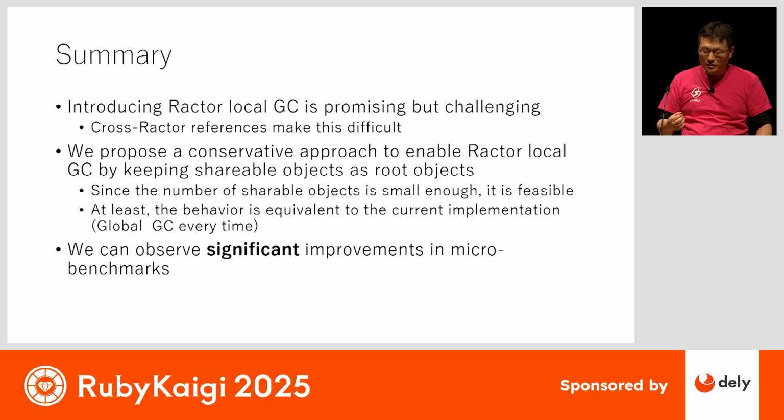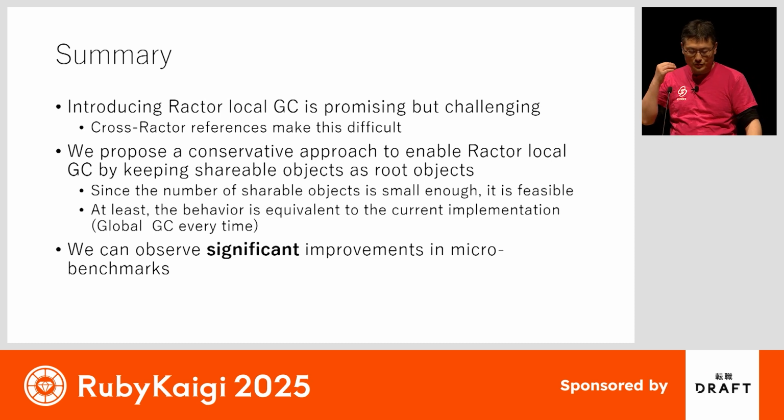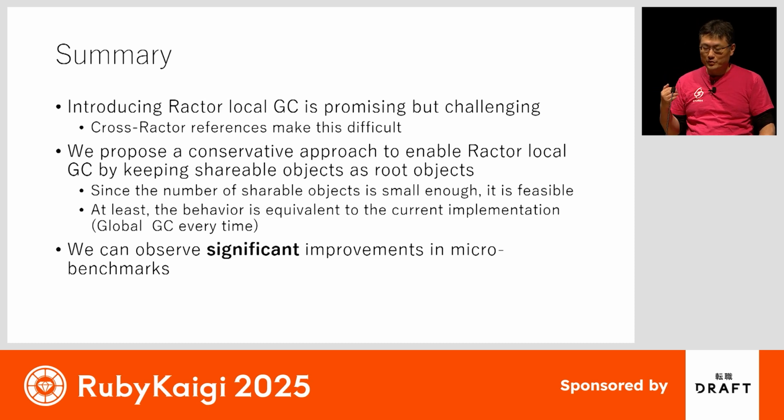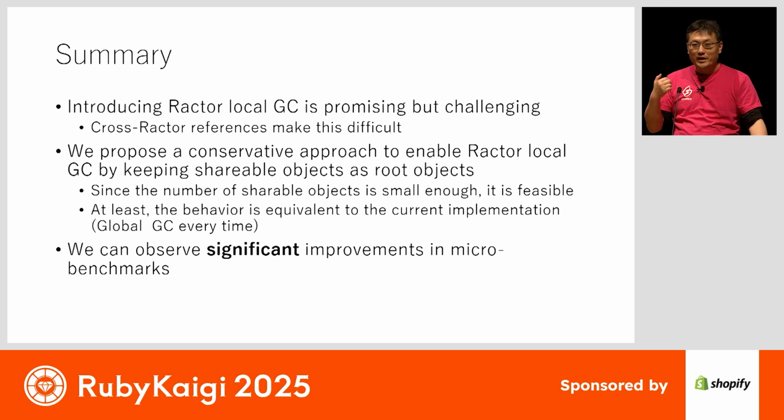So we propose a conservative approach. We track all shareable objects and treat them as GC roots. As long as the number of such objects is small, this is a feasible approach. It behaves the same as the current garbage collection, which always does global garbage collection. So we've observed significant performance improvement in micro-benchmarks with this approach. I'll explain how we got to this point in the following slides.